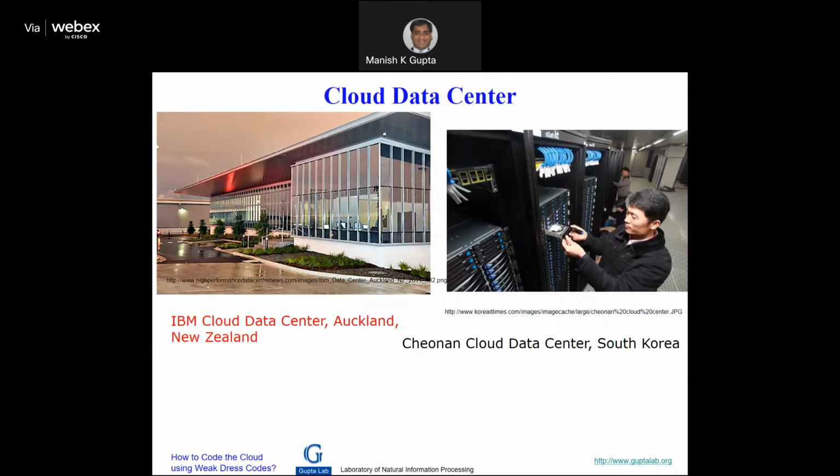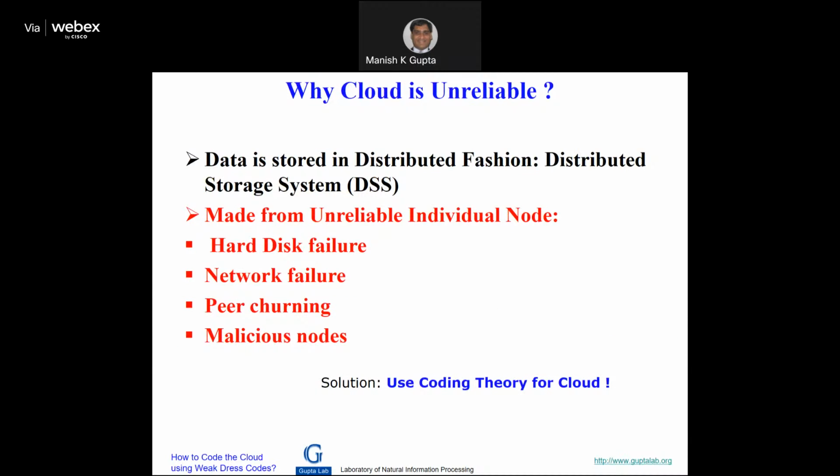So this is a cloud data center, IBM cloud data center in Auckland, New Zealand. There's another one in South Korea. But this cloud is unreliable. So data is stored in a distributed fashion, what is known as a distributed storage system, DSS. Okay, and why is it unreliable? There may be hard disk failures, network failure, right? Peer sharing or malicious node. Somebody is trying to tamper with the node, right? Some node, there is a problem.